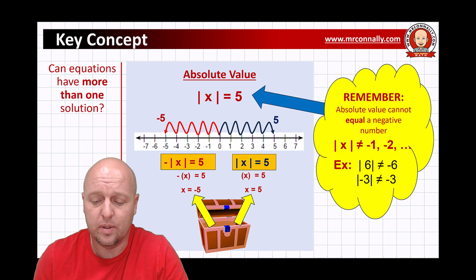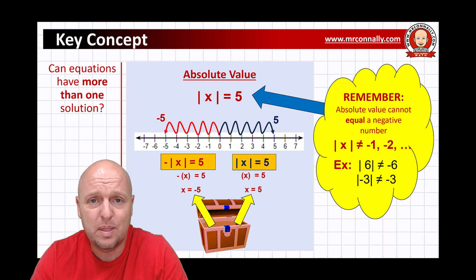Also, we need to remember that absolute value equations cannot be negative, because if you take the absolute value of a number, it has to be positive. So the absolute value of 6, for instance, is not -6. It'd have to be +6. And the absolute value of -3 would not be -3. So because of that, we need to pay attention, because sometimes there may be no solution. But we'll look at that today.